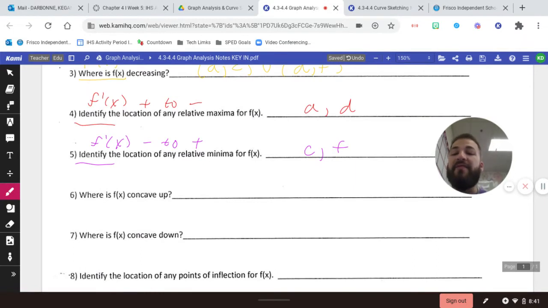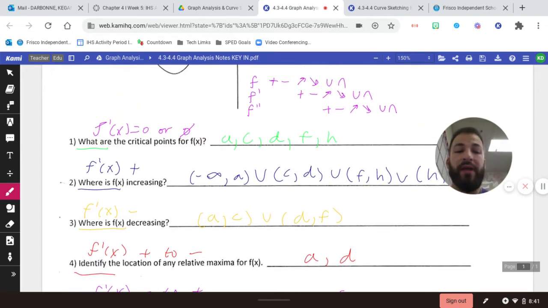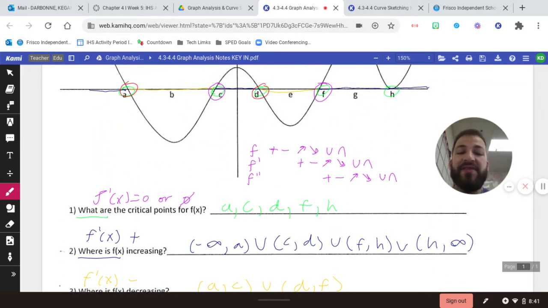Where is f of x concave up? Now usually which graph do we use to tell us about concavity? Usually we'd use f double prime, but I don't have f double prime. So I need to go to my calculus house real quick and say f is concave up when f prime is increasing. So I need to look for my increasing intervals for when f is concave up.